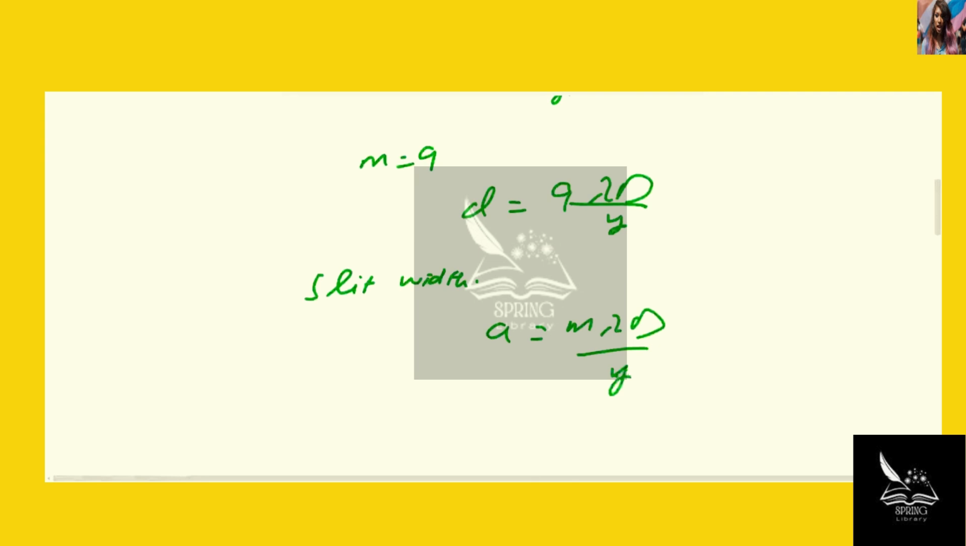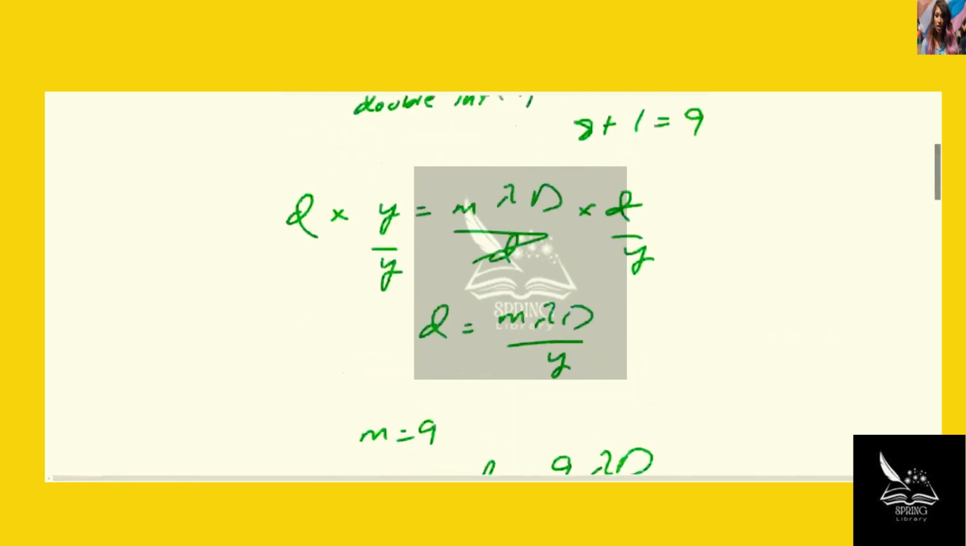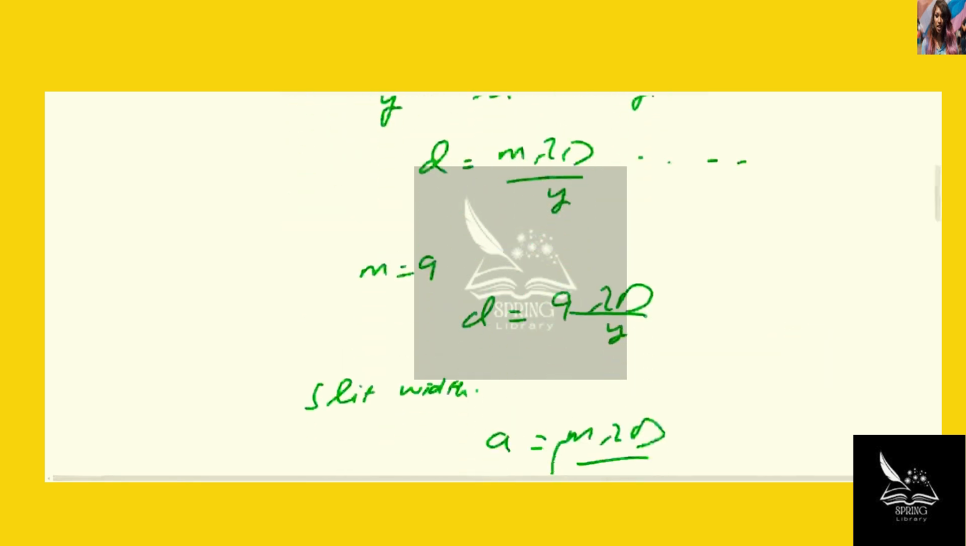For the single slit, m equals 1, and so we have a equals lambda D over y. Remember, this becomes 1, so we do the replacement. And so now we have two equations. This is our second equation, and this is our first equation right here. This is equation number 1.